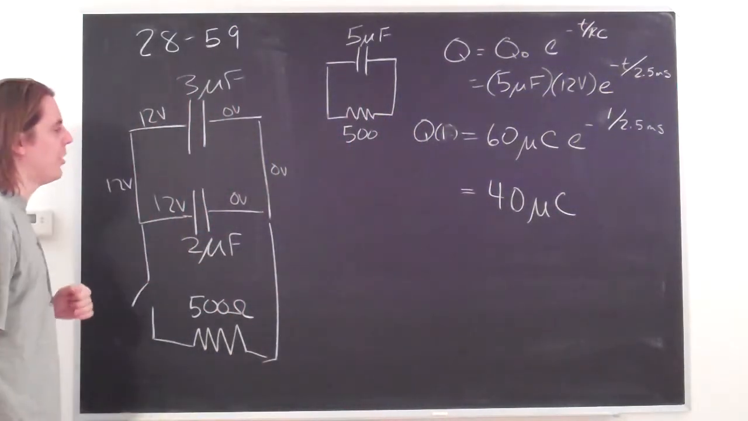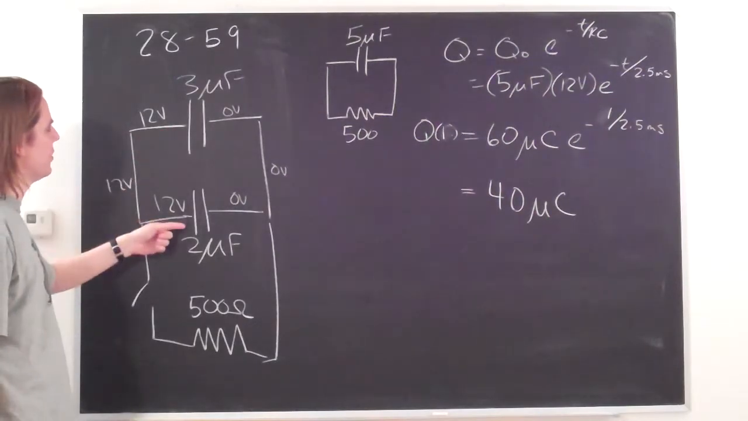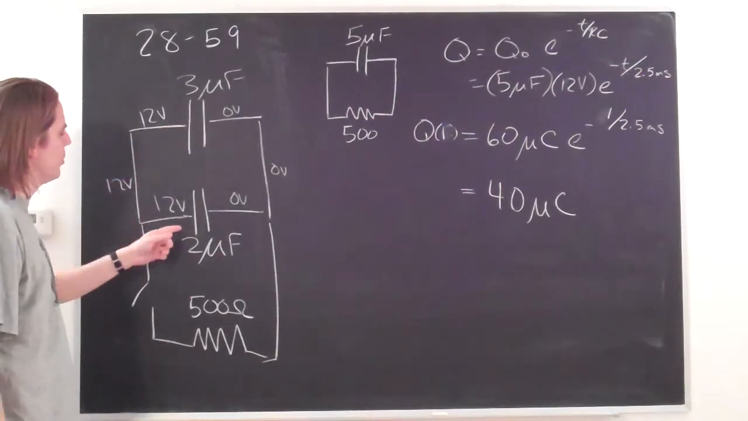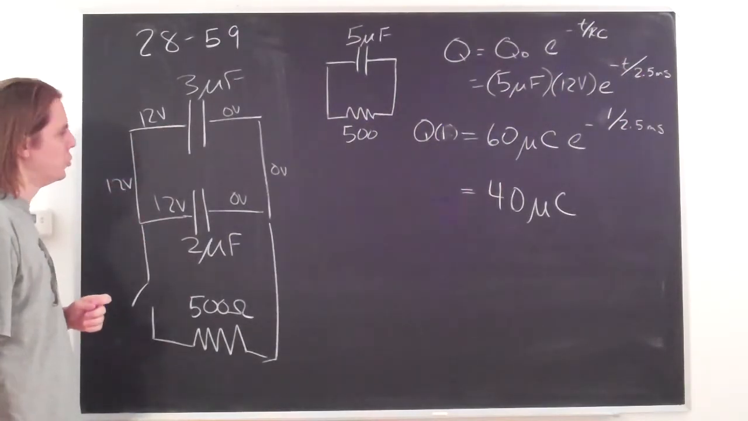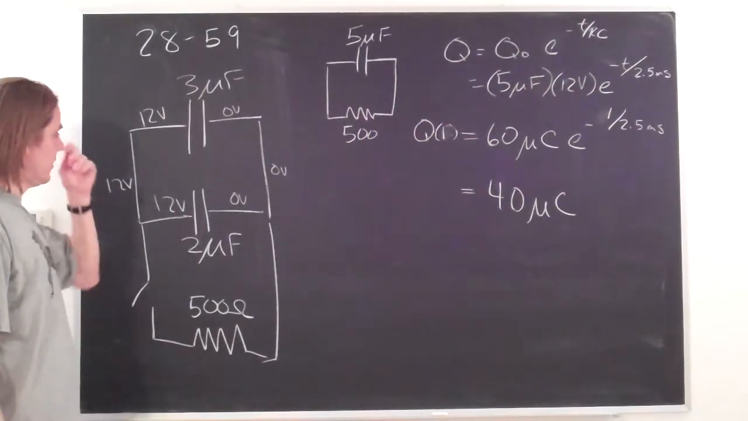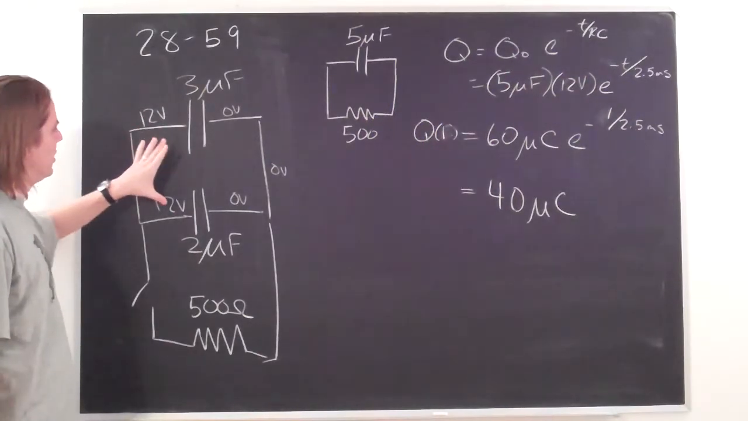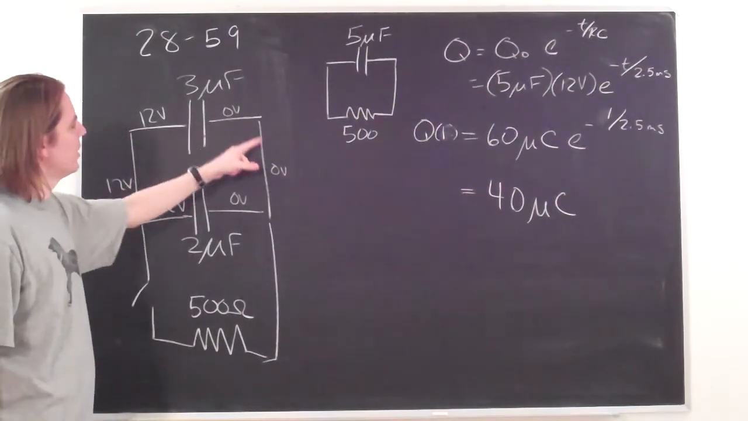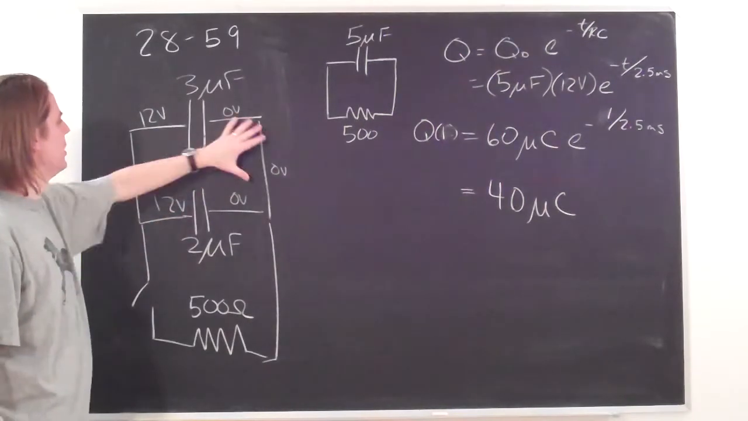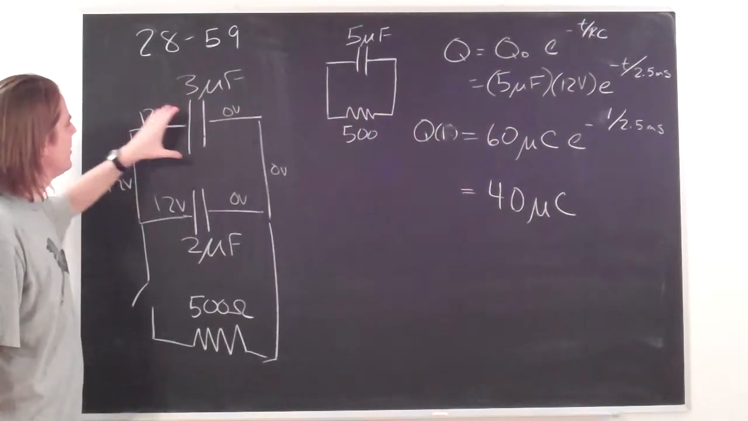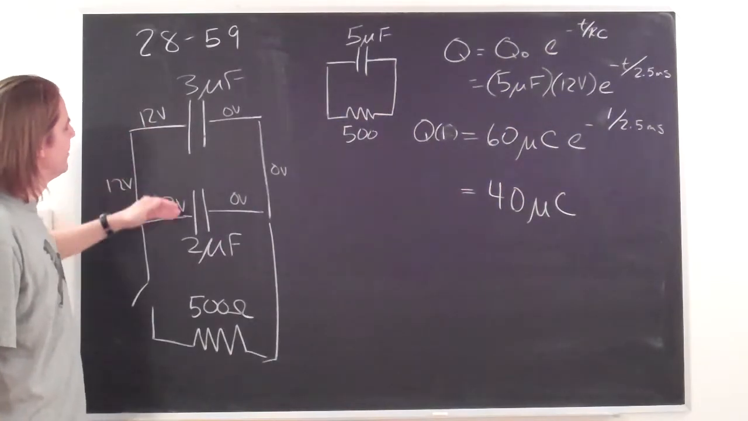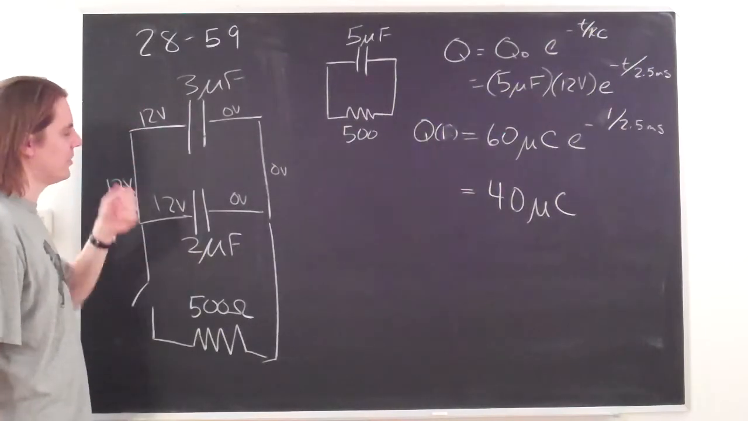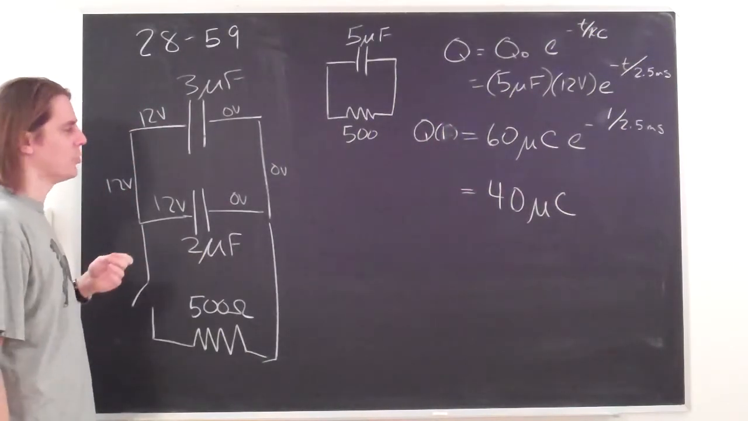But the question for part A was the charge on each of these individually. How is this 40 microcoulombs divided between the 3 and the 2? They have the exact same potential difference on their plates, because one side is connected by a wire, the other side is connected by a wire, and there are no resistors in between that could cause a potential drop. As long as they have the same potential, the charge will be divided by their capacitances. The one with the bigger capacitance will get more charge, the one with less capacitance will get less charge, and it'll just be proportional.